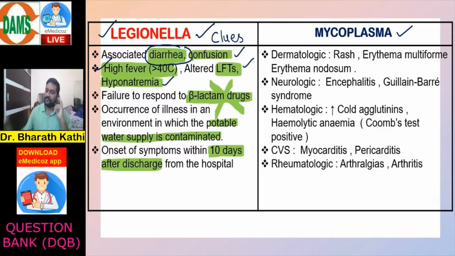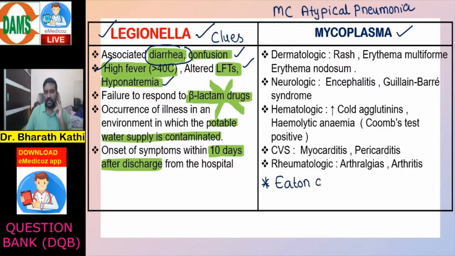Whereas Mycoplasma is the most common atypical pneumonia. This Mycoplasma is also called as Eaton agent pneumonia, also called as walking pneumonia.